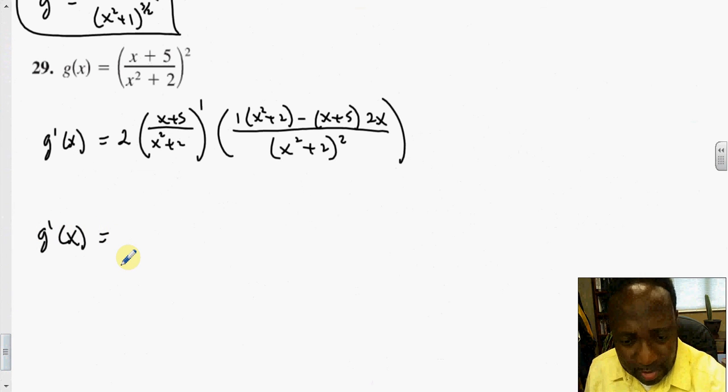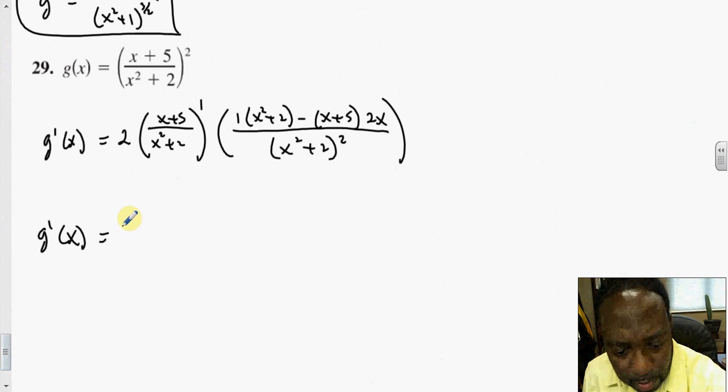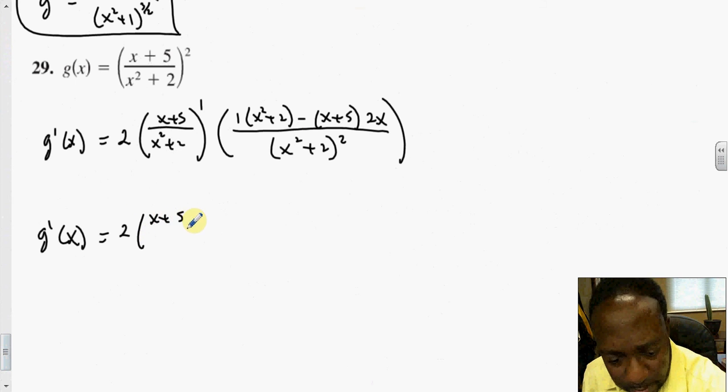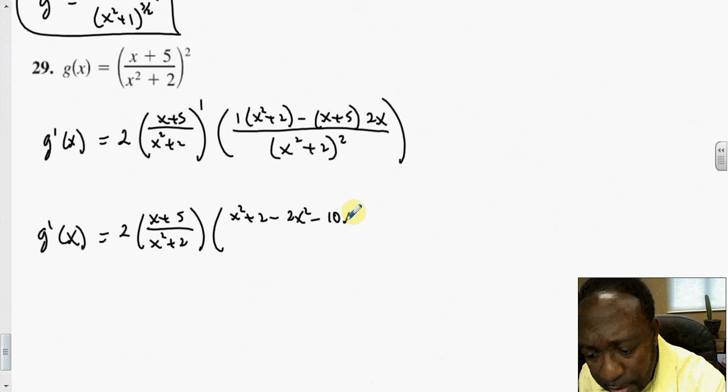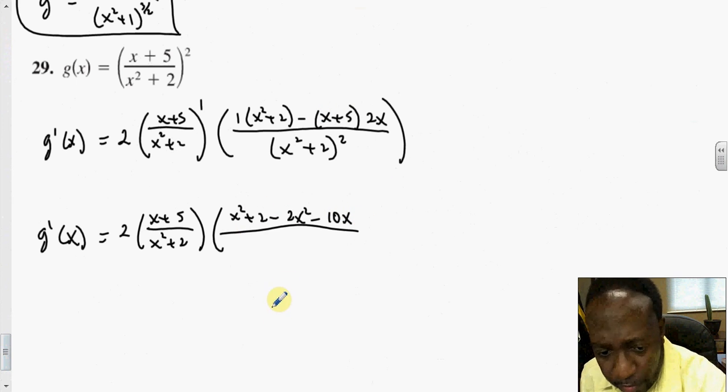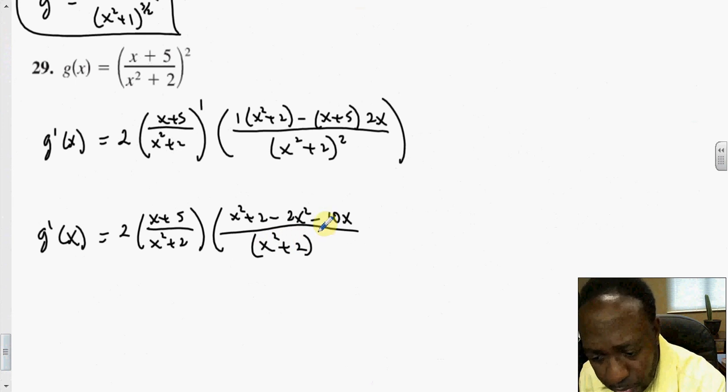So g prime of x is equal to, yes, we'll just leave that as it is. And if you want, you can combine this denominator and that denominator, and we'll do it in the next step. This is (x + 5)/(x² + 2). And up top we have x squared plus 2 minus 2x squared minus 10x. This is all over x squared plus 2 to the second.